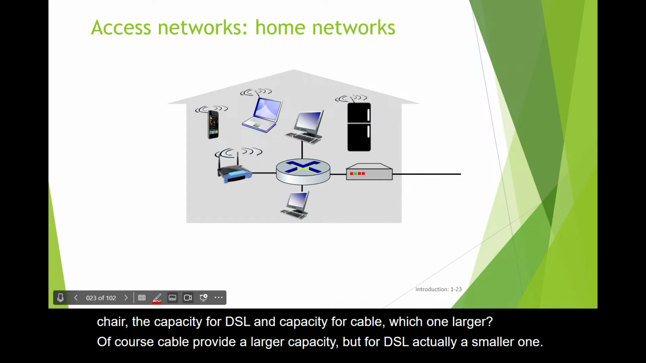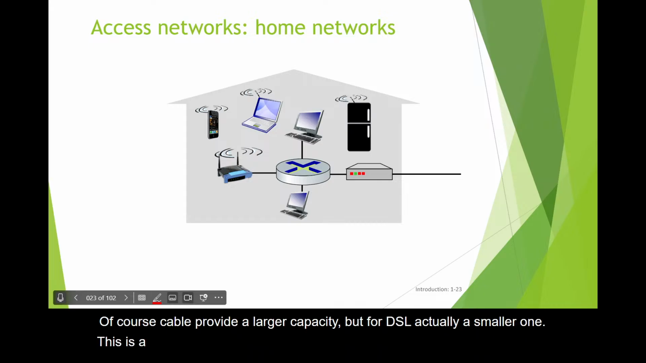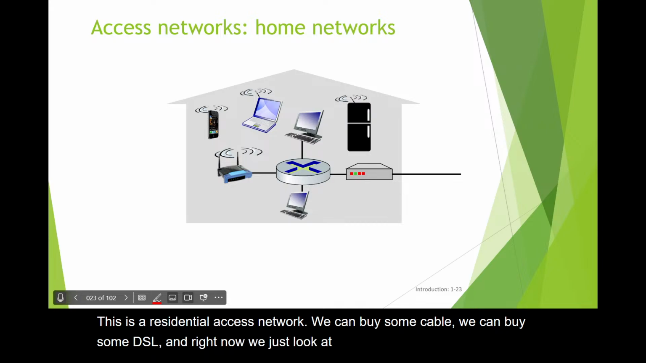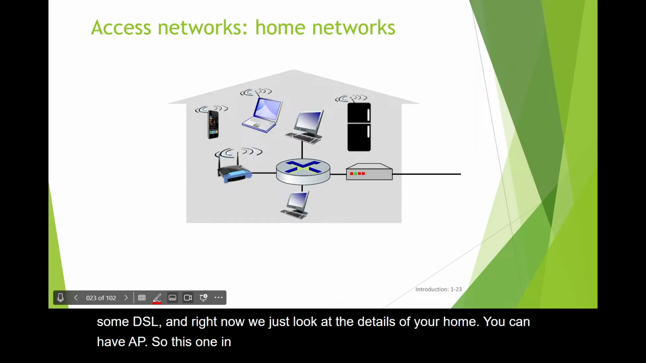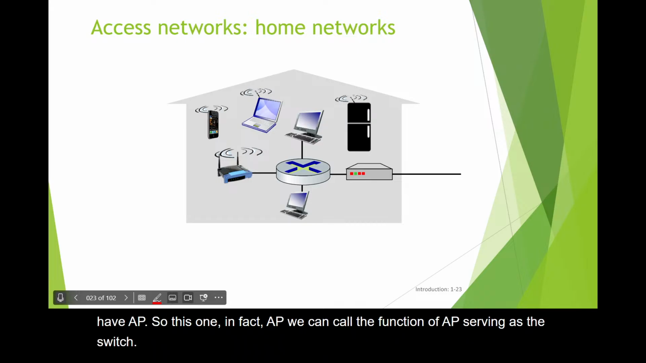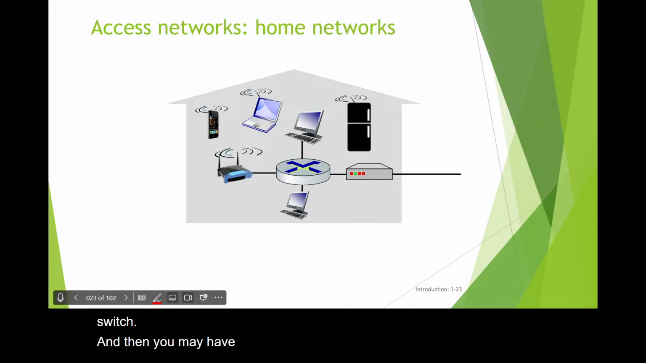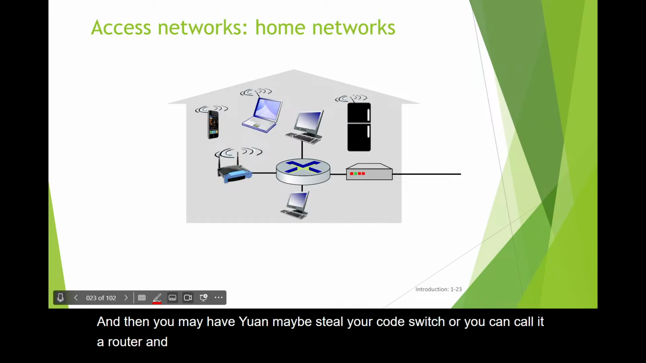Well, this is a residential access network. We can pass on cable, we can pass on DSL. And right now, we just look at the details of your home. You can have an AP. In fact, the function of the AP is serving as a switch. And then you may still call it a switch, or you can call it a router. And actually this one connects to the edge router of the access network.